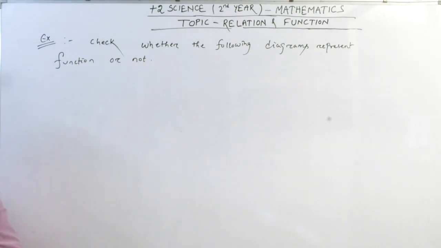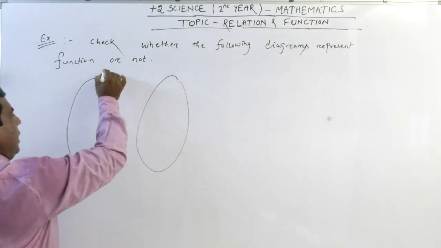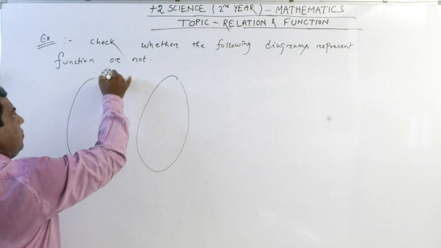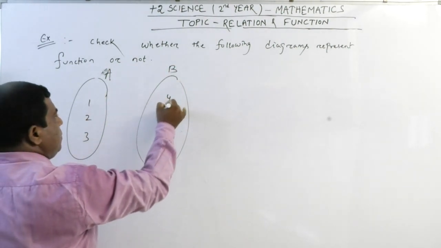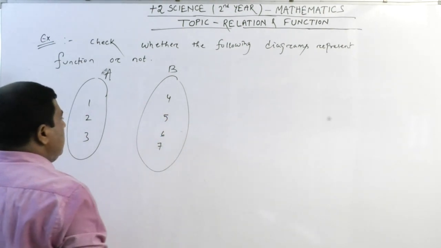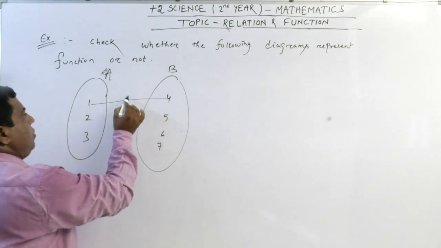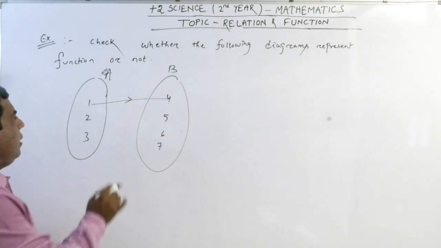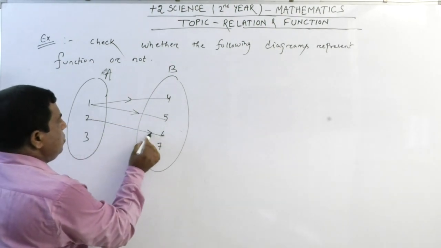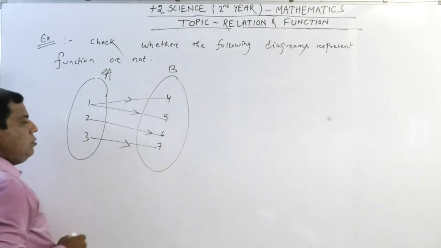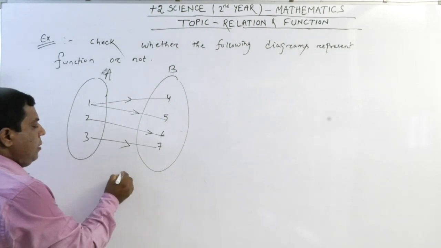For this, we have this type of picture. Suppose one is set A and another is set B. Suppose A has 1, 2, 3 and B has 4, 5, 6, 7. Now suppose it is given like this. 1 is connected to 4; the arrow mark shows the connection. Now suppose 1 is also connected to 5, 2 is connected to 6, and 3 is connected to 7. Suppose this is picture 1.